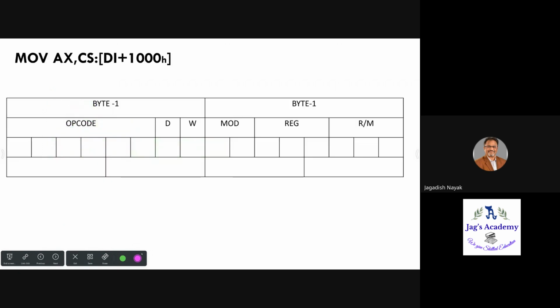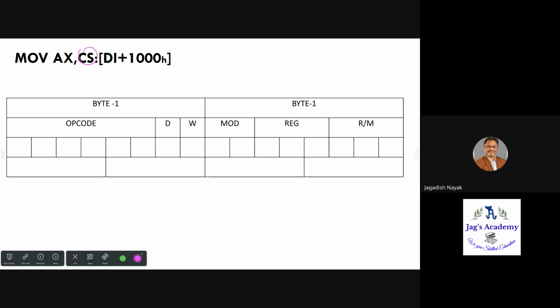How it is stored. Okay. Now tell me, listen carefully. This is very important now. See here. MOV AX, comma. This is called segment overriding. I will tell you what segment overriding is. See this example: MOV AX, comma, CS colon DI plus 1000H. Try to understand what this is.